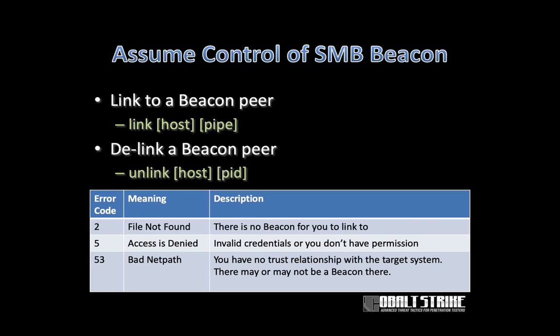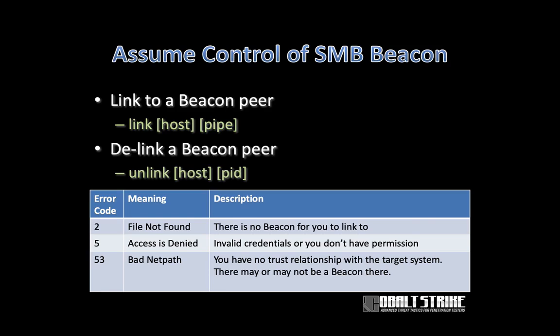If you get an error code 2, that means there is no beacon for you to link to. If you get error code 5, that means you do not have permission to link to that beacon. You do not have permission to access that named pipe. If it's on a remote target, it might mean that your current context does not have valid credentials in your current access token to authenticate to that system and connect to that pipe. Or it might mean that your current context simply doesn't have permission to access this pipe, which could be locked down for some reason by the system.